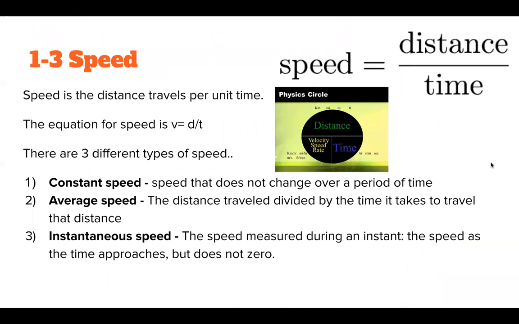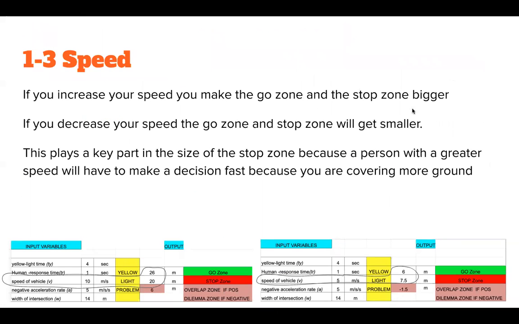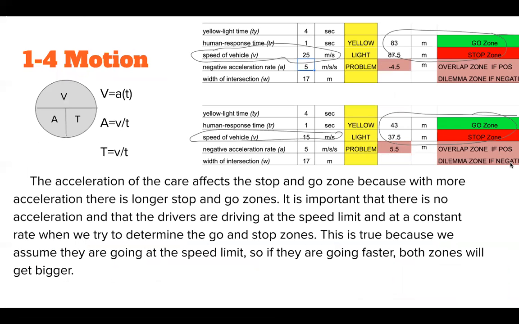1-3 speed. If you increase your speed, you make the go zone and stop zone bigger. If you decrease your speed, the go zone and stop zone will get smaller. This plays a key part in the size of the stop zone because a person with a greater speed will need to make a decision faster because you're covering more ground. Here are some more spreadsheets to prove that.